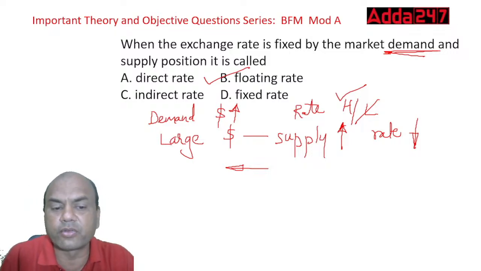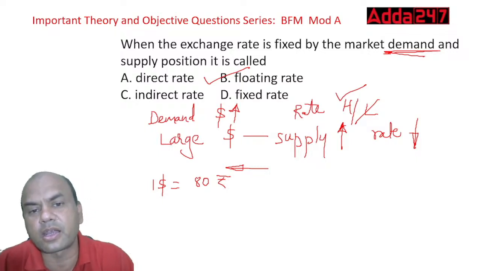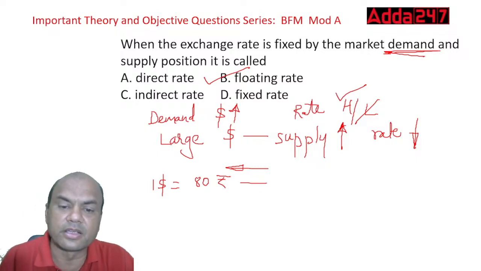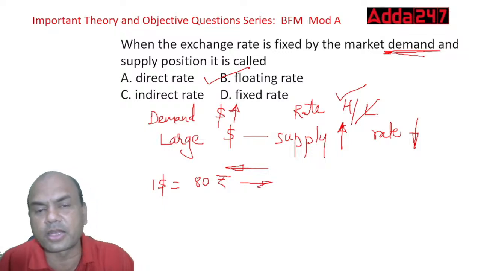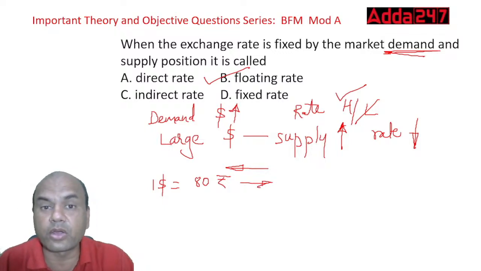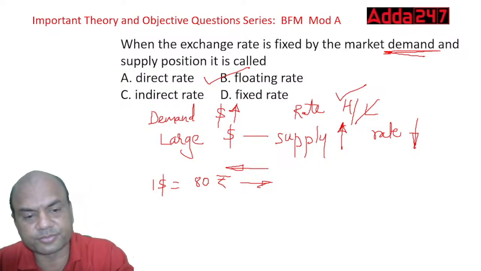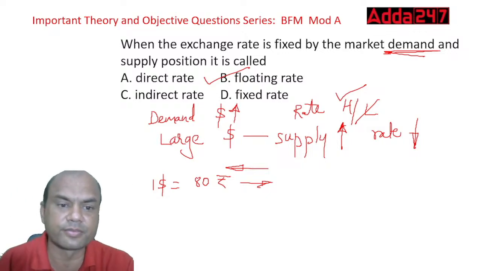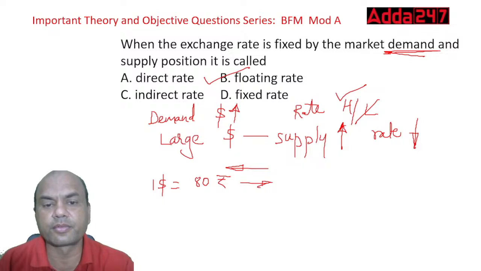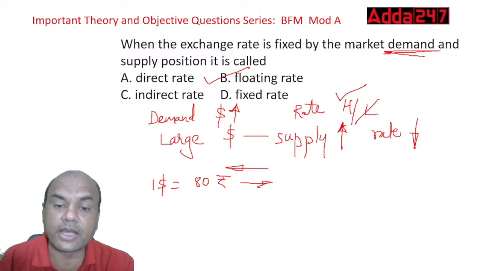So if I say $1 equals 80 rupees, what is this now? Is this a direct rate or indirect rate? Type in the comment section. Give me the rate. Direct or indirect? What do you say, guys? It is called as direct rate.